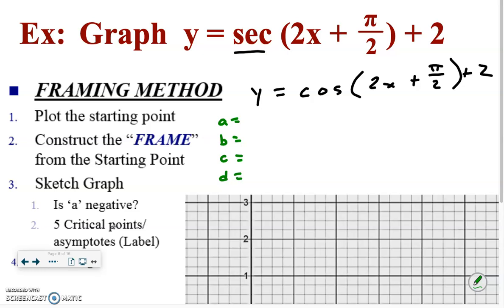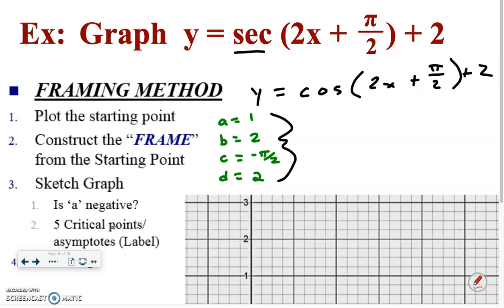A in this case, leading coefficient is 1. B in this case, the coefficient in front of the x is 2. C, the amount being subtracted from the x is going to be a negative pi over 2. And D, the constant being added is 2. So once we have this information, A, B, C, and D, that's going to be very helpful for us.